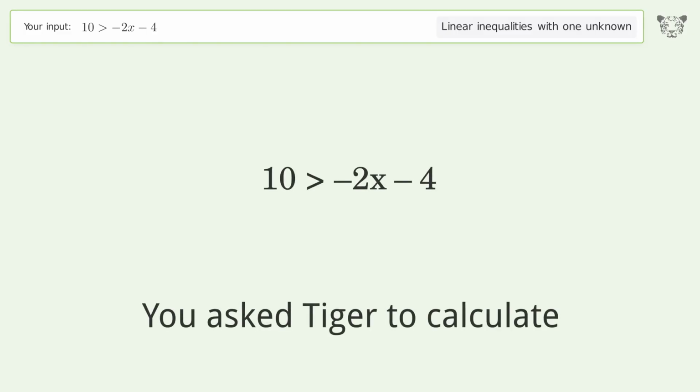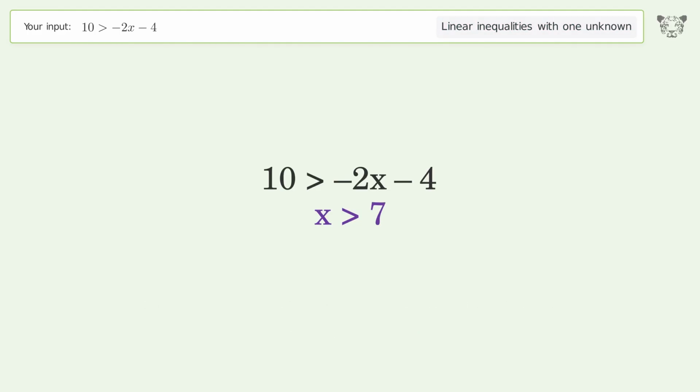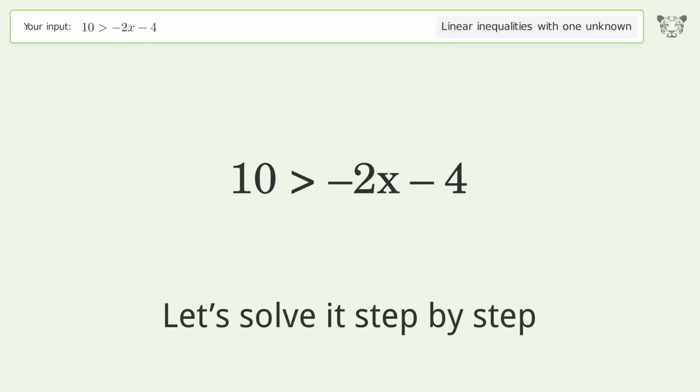You ask Tiger to calculate. This deals with linear inequalities with one unknown. The final result is x greater than -7. Let's solve it step by step.